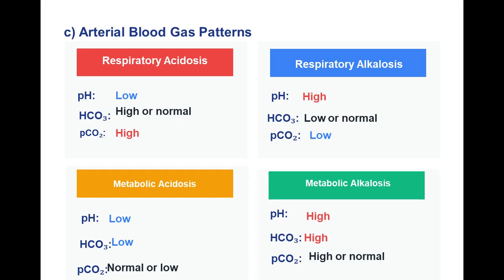Metabolic acidosis, caused by renal or organic acid issues. The pH is low and the metabolic component, HCO3, is low. The respiratory system compensates by making the PCO2 normal or low.